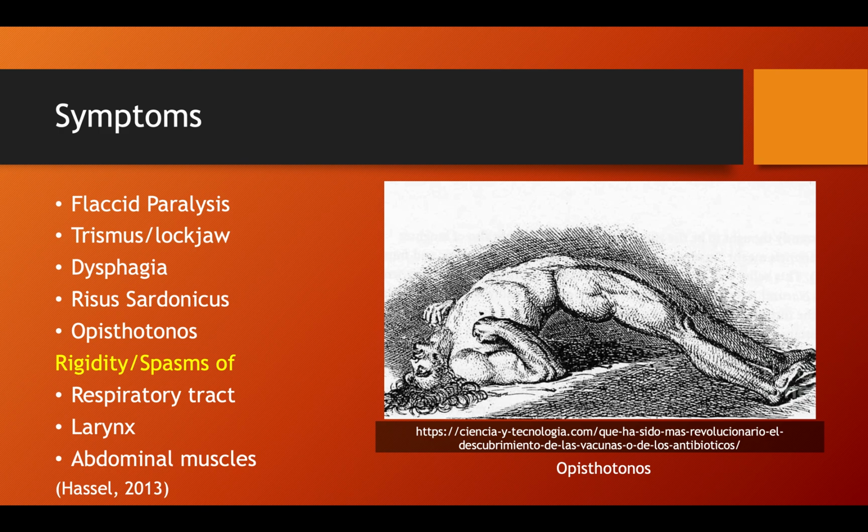More serious symptoms include tetanus affecting muscles or structures of the respiratory system, such as the respiratory tracts, the larynx or abdominal muscles, and this actually could result in decreased respiration or actually a complete halting of respiration, which is a very serious case.